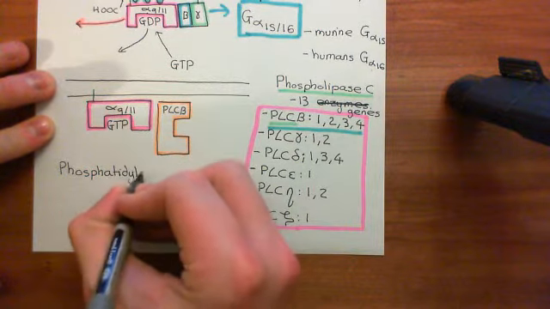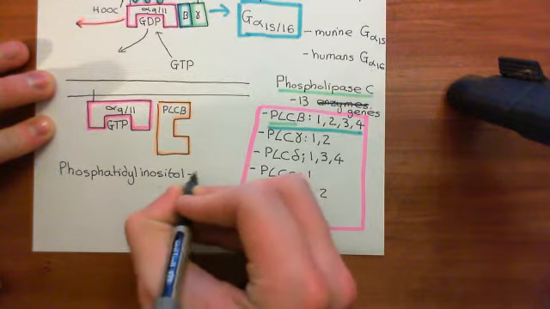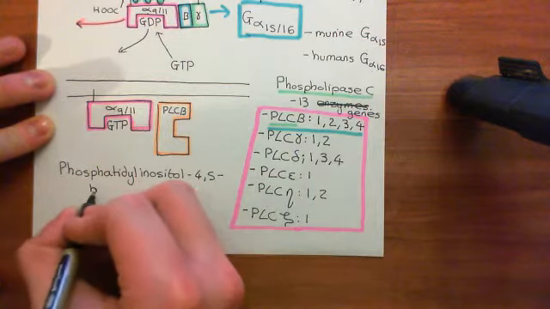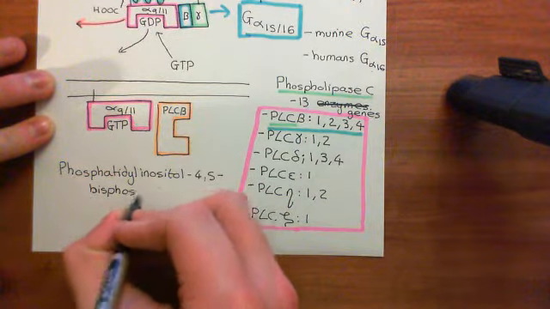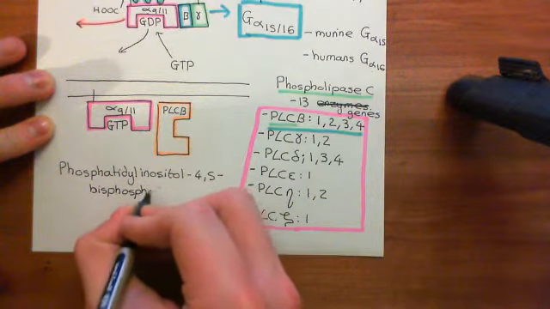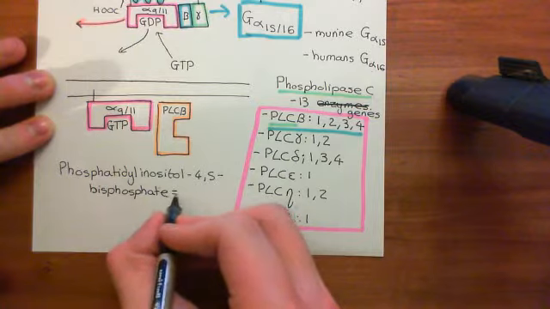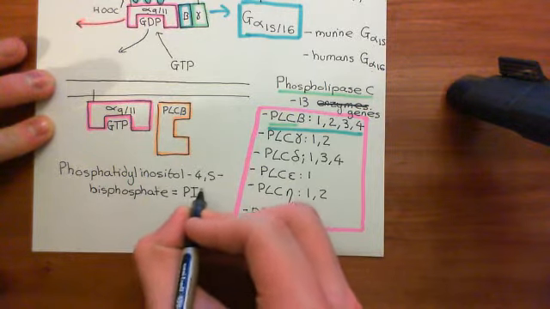phosphatidylinositol 4,5-bisphosphate. So what does this mean? Okay, well, let's take this name bit by bit. So we will start off with the phosphatidyl. Okay, now the first thing actually to say about phosphatidylinositol 4,5-bisphosphate is that it's usually abbreviated to PIP2.